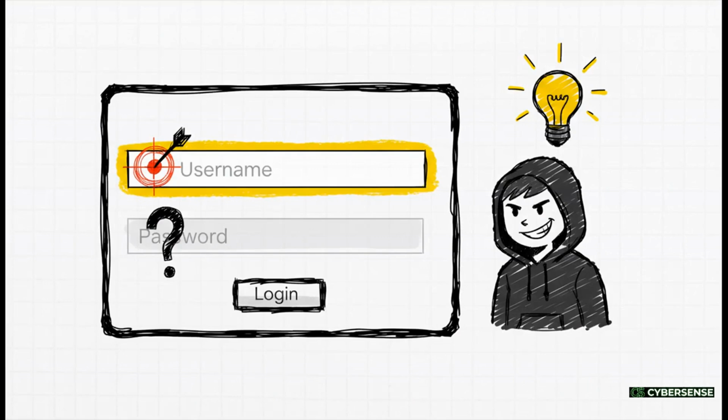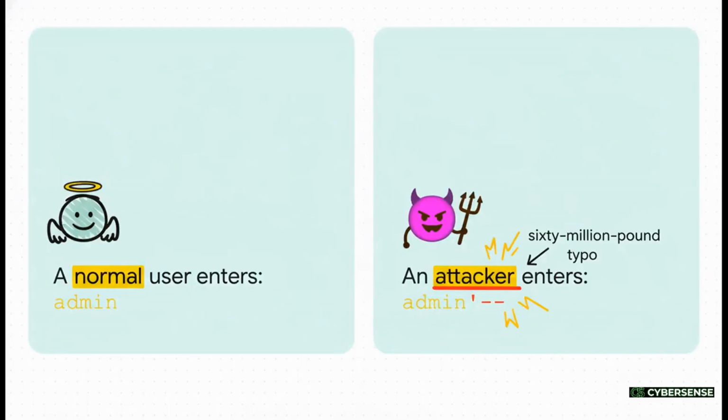But, and this is the big but, what happens if the application isn't careful about how it puts that question together? Suddenly, an attacker doesn't even need to guess the password. All they have to do is type something a little bit clever into the username box. And look at this. The difference is so tiny, it's almost funny. A legit user just types in admin. But the attacker, they type admin, followed by a single quote and 2 little dashes. That's it. That is the entire hack. That's the 60 million pound typo.